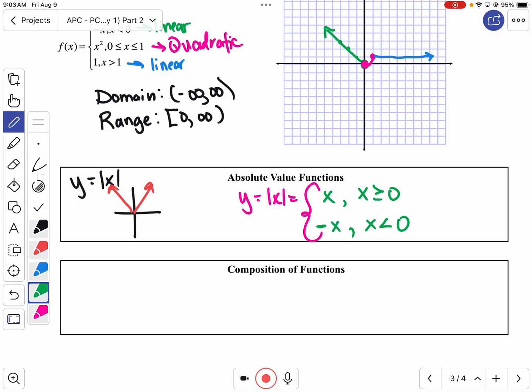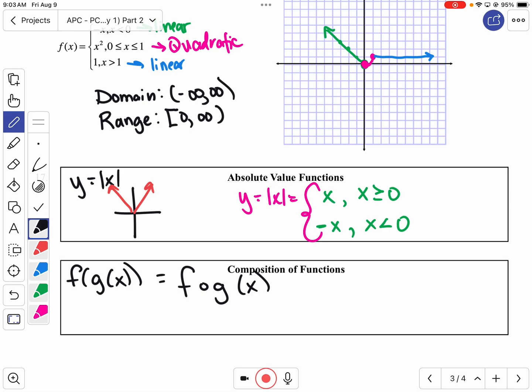All right, let's do composition of functions. Function operations are not bad. We add, we subtract, we multiply, we divide. But composition is that two-step process. Remember, it can look one of two ways: f of g of x, or we could use that fog notation where it's the open circle. We start and we work our way from the inside out.